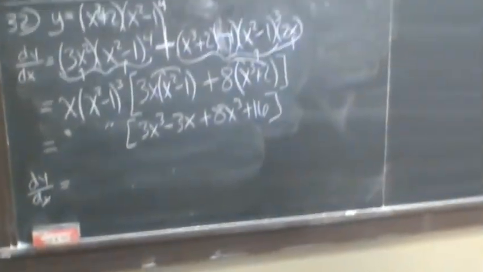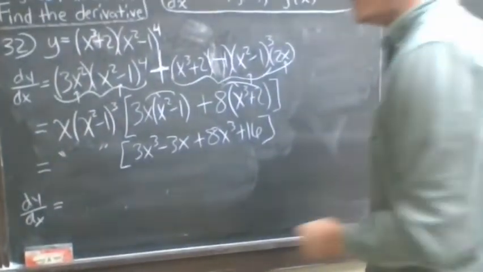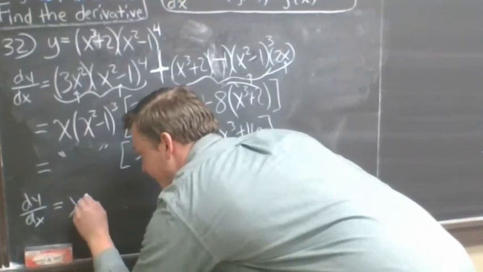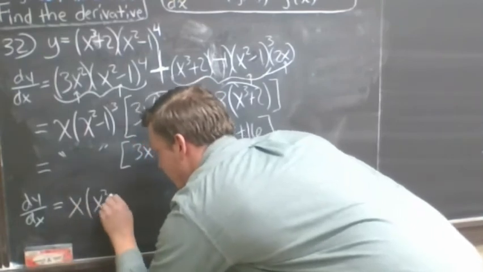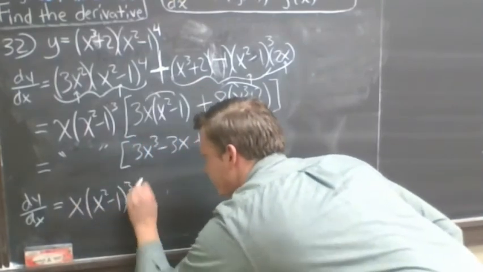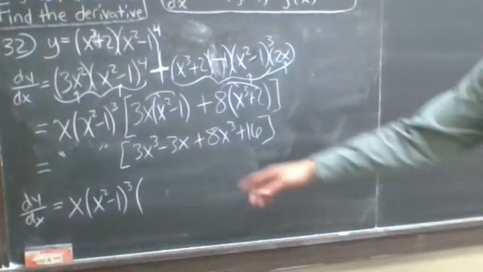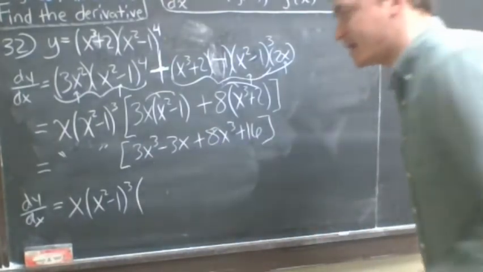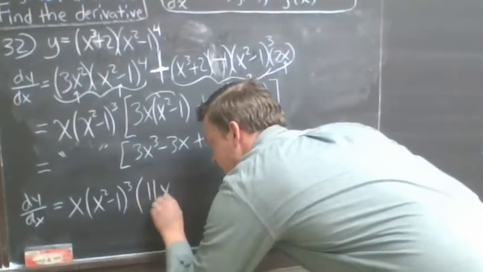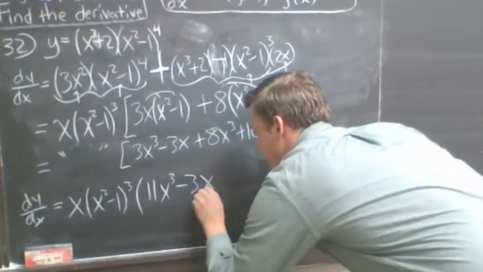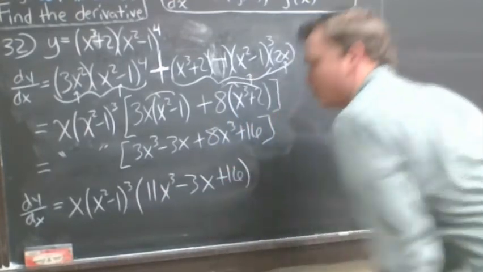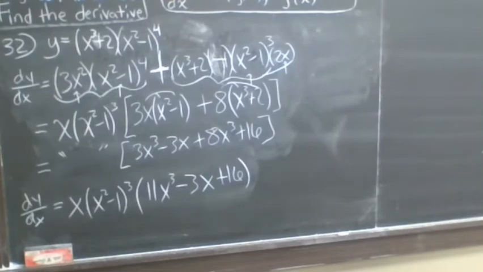Dy dx is equal to the product of the GCF, x, and x squared minus 1 to the third power. And now simplifying in the brackets, 3x cubed plus 8x cubed, we get 11x cubed minus 3x plus 16. And so our derivative is the product of those 5 factors.